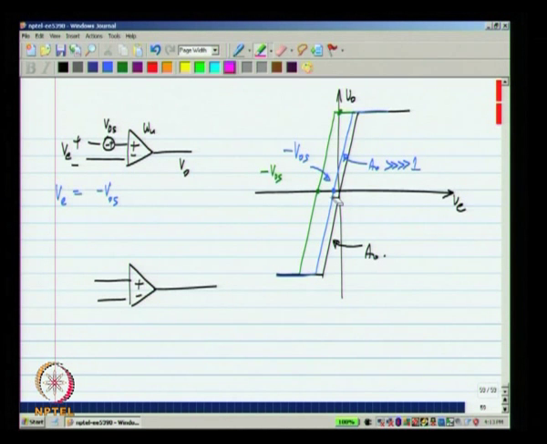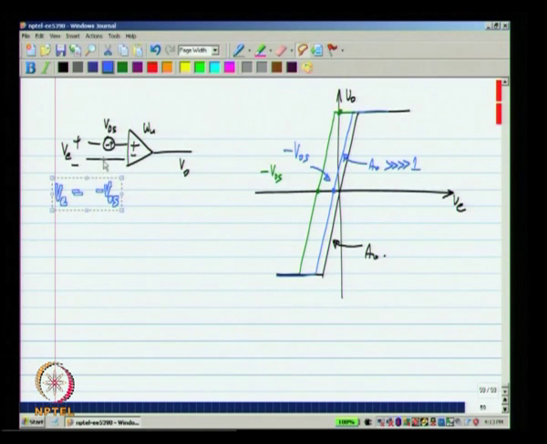Okay. So, circuits which do not have DC negative feedback will have an op amp output that is most likely saturated. You cannot use such circuits. Okay.